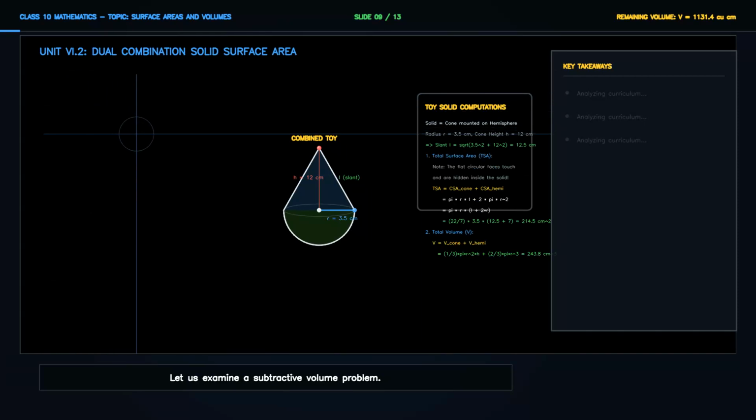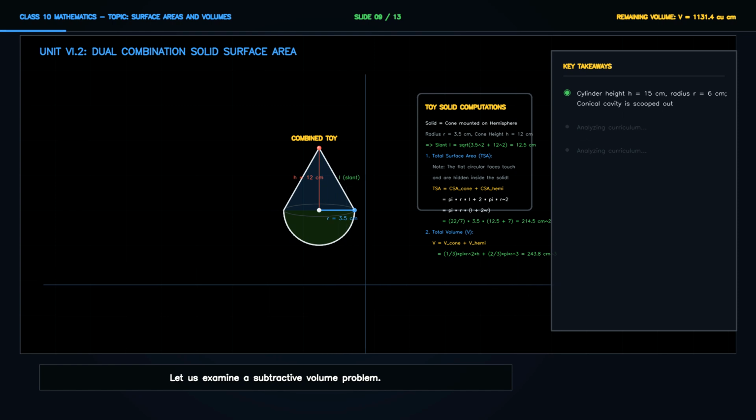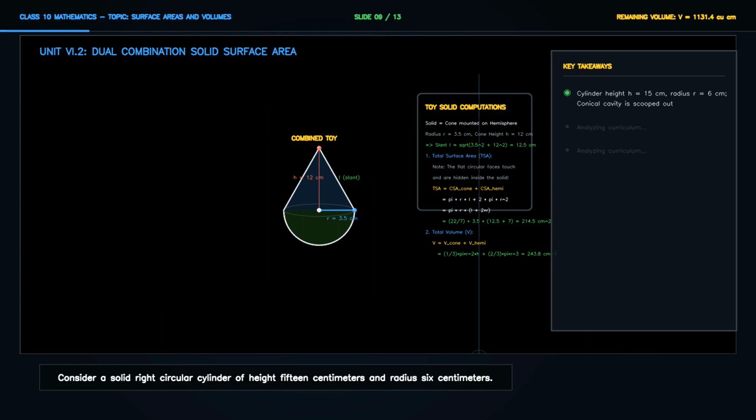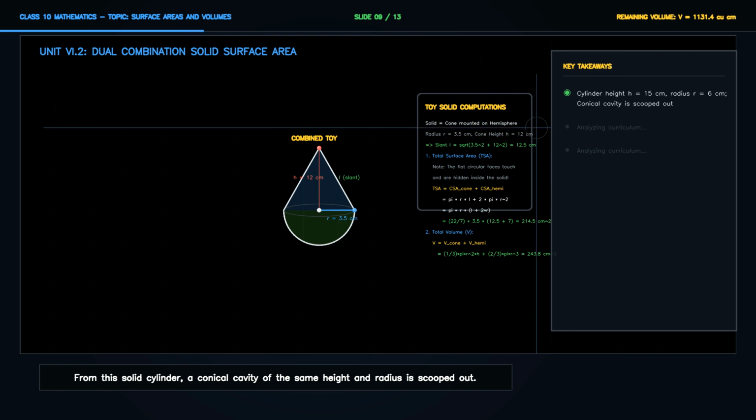Let us examine a subtractive volume problem. Consider a solid right circular cylinder of height 15 centimeters and radius 6 centimeters. From this solid cylinder, a conical cavity of the same height and radius is scooped out. We need to find the total volume of the remaining solid.